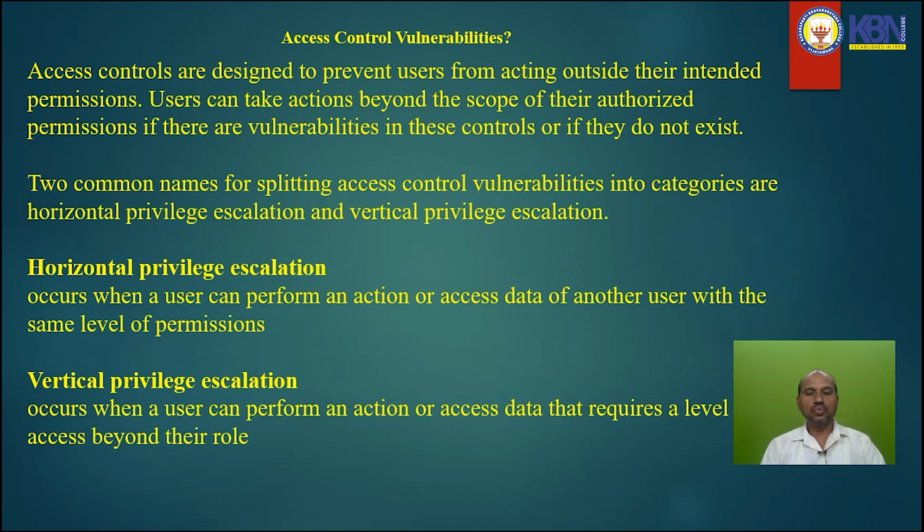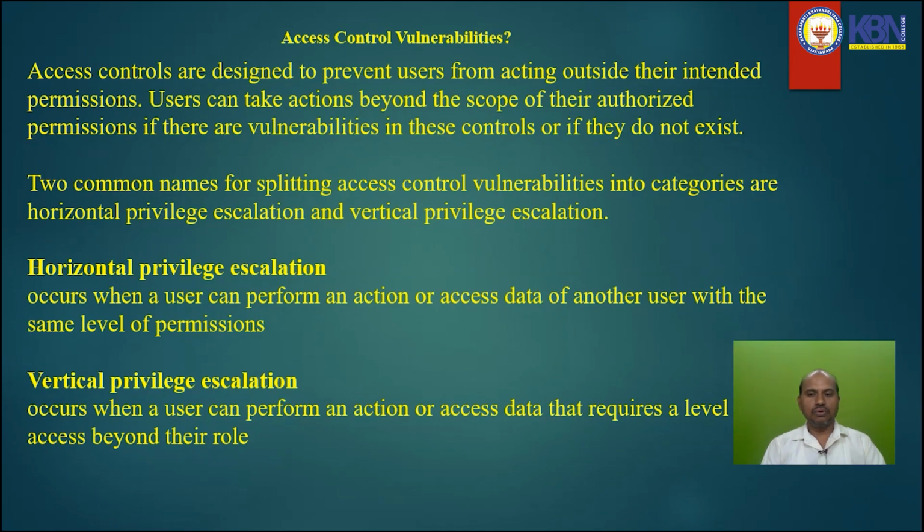That means two users can be accessing the same level of permissions. This is called horizontal privilege escalation. Next, another one is vertical privilege escalation. That means it occurs when the user can perform actions or access data that requires a level of access beyond their role.